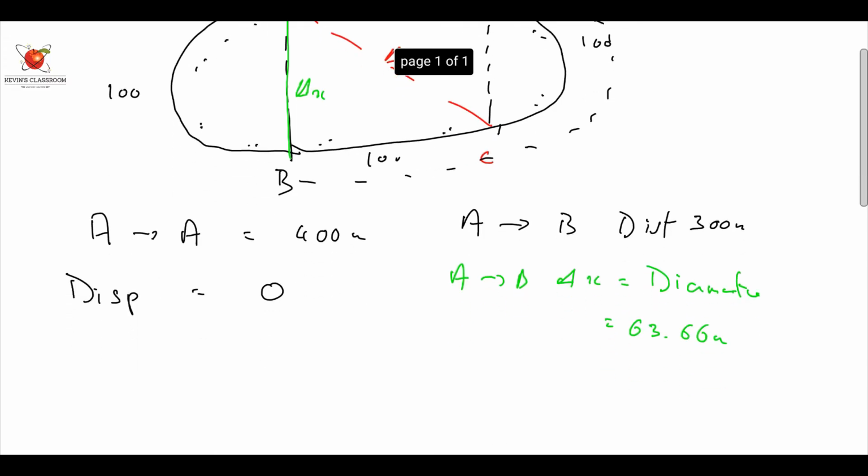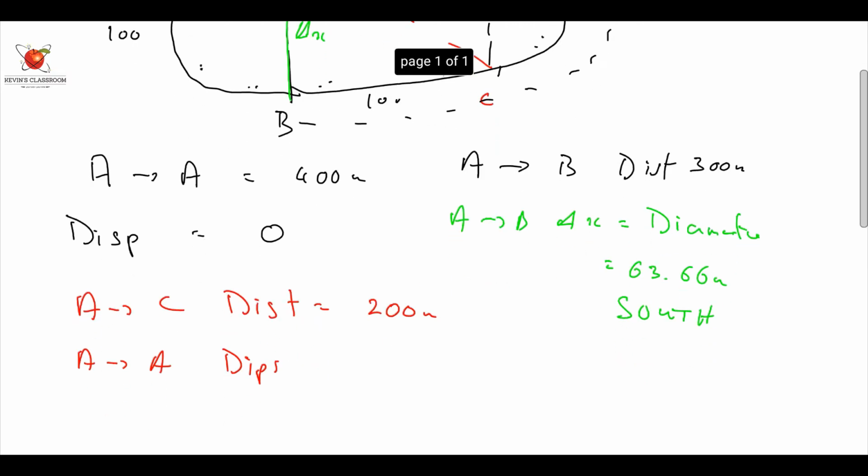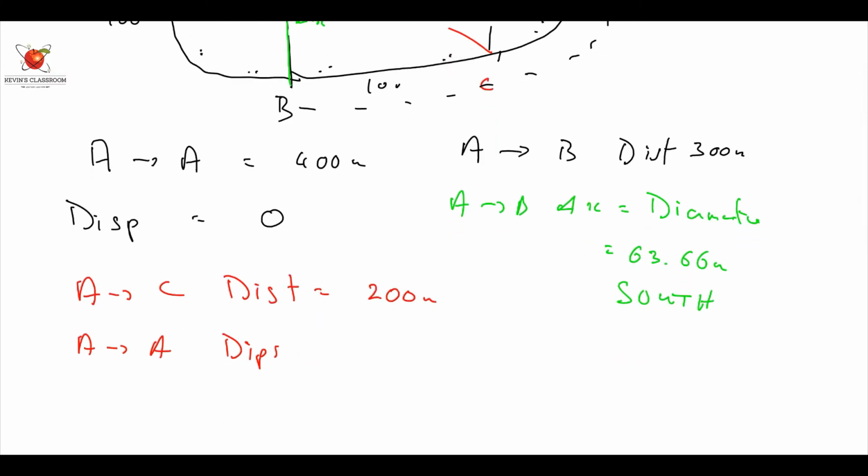Then the last bit is the orange bit, the red bit, where they say, right, what is my distance from A to C? My distance is going to be equal to 200 meters, isn't it? But what is my A to C displacement? Now I have a problem, because with displacement I have to put in a direction. So here I would say south, because it is straight down from me, or a minus direction in the y-axis.